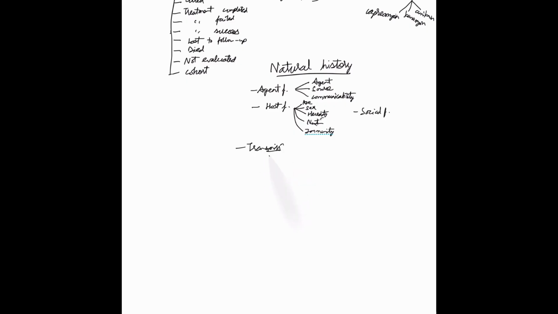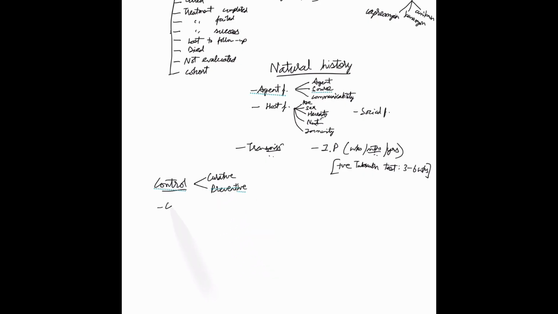Then we move on to the natural history of TB, in which we have the agent factors, where you have to know about the agent, the source, and communicability of the disease, and the host factors like age, sex, heredity, nutrition and immunity, and social and environmental factors. The transmission of TB and the incubation period, which can stretch from weeks to months or even years. And it takes 3 to 6 weeks for a positive tuberculin test after inoculation of the bacilli into the body.